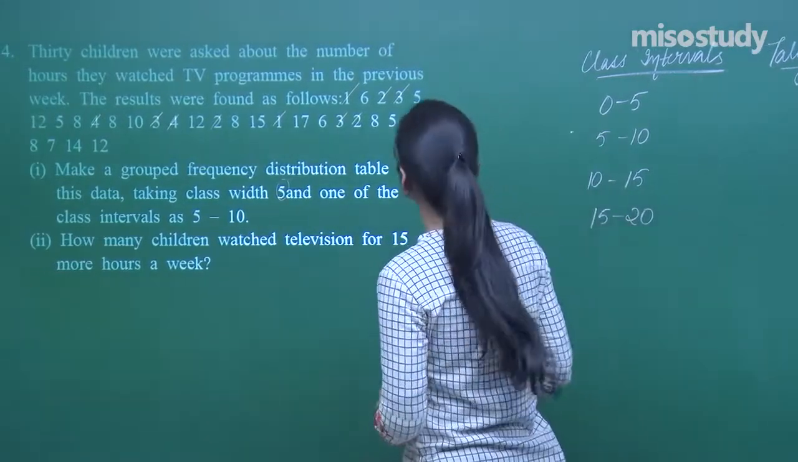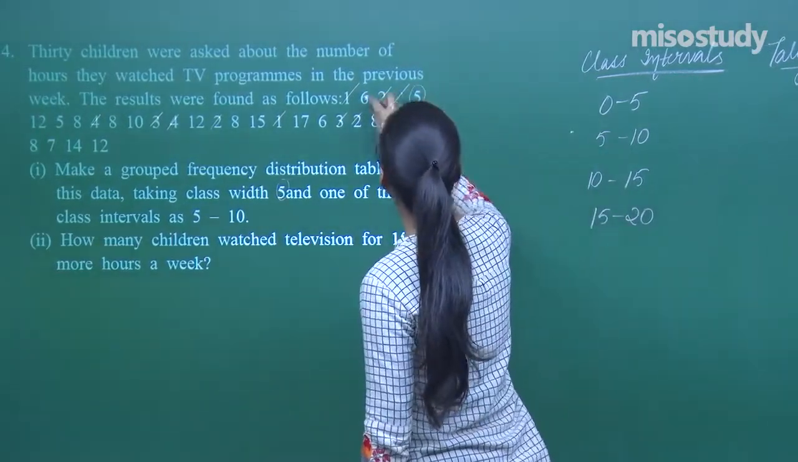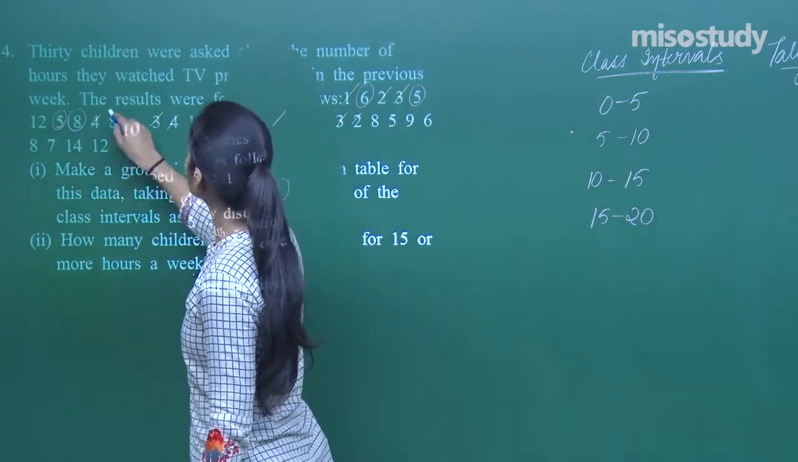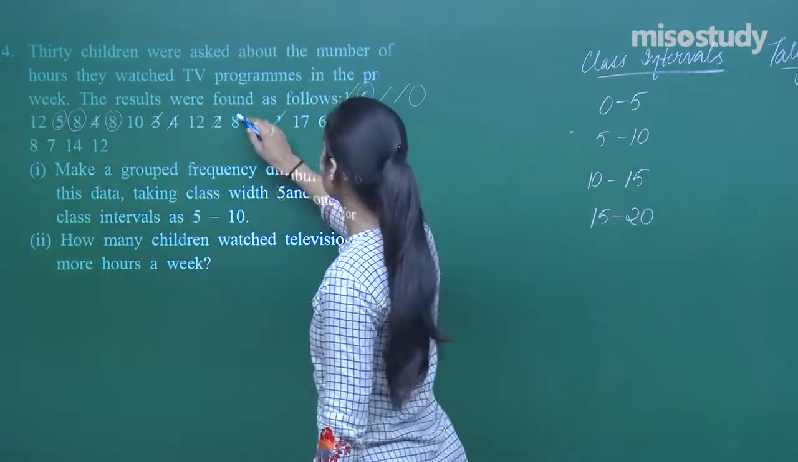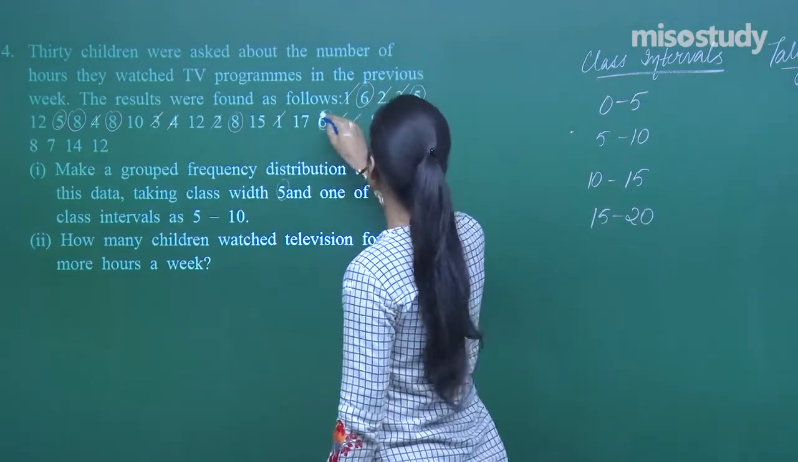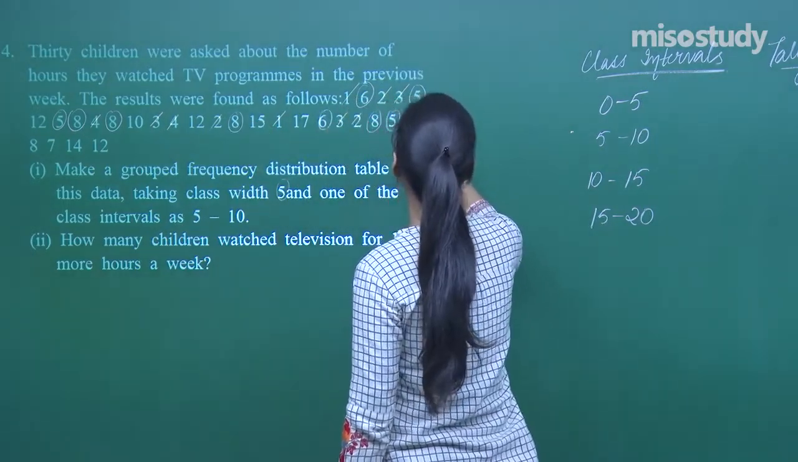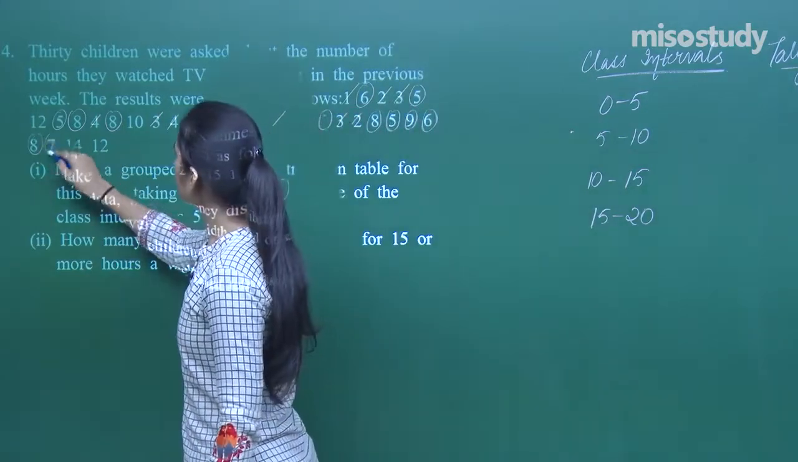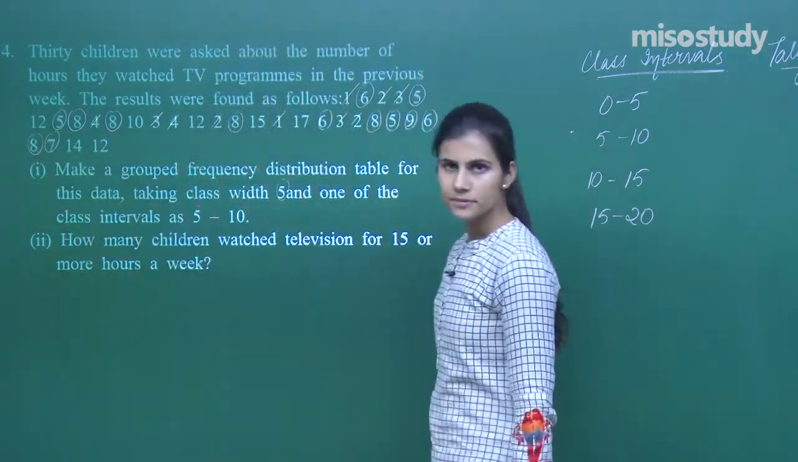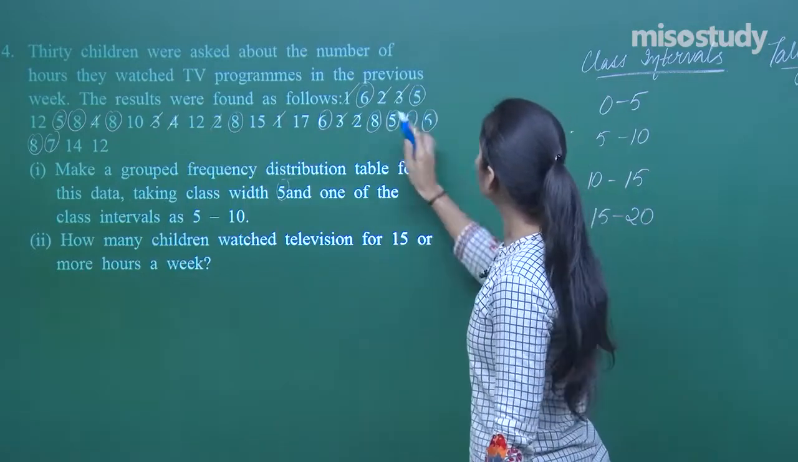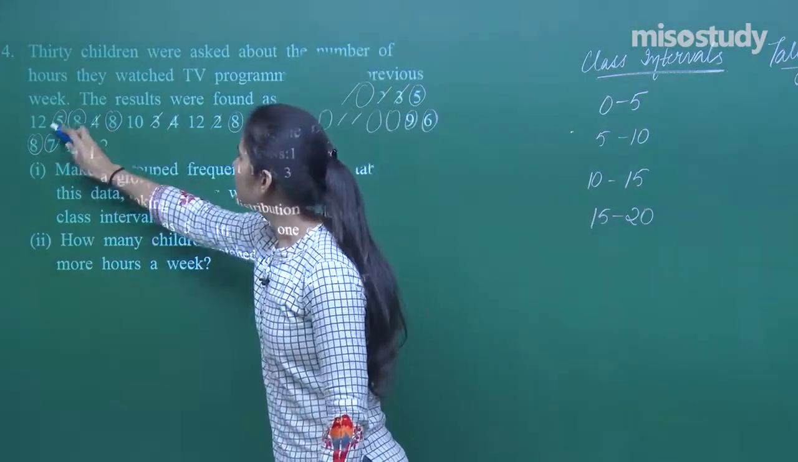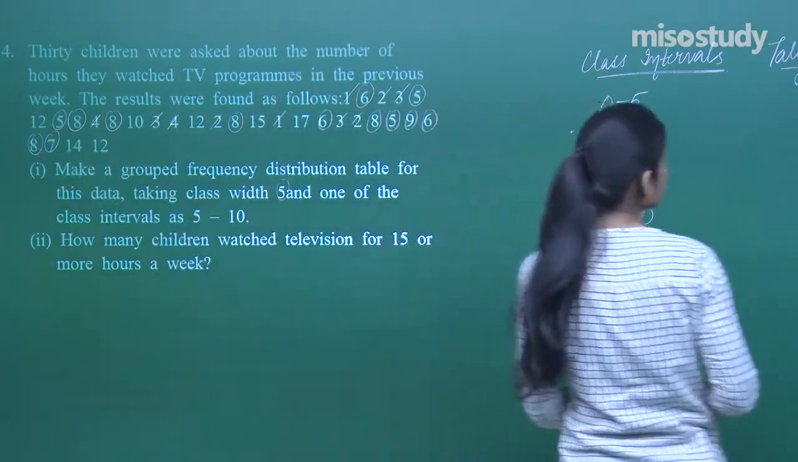Next we have 5 to 10. So 5 is there, 6 is there, again 5 is there, 8 is there, 8 is there, 10 you cannot include, then again 8 is there, 6 is there, 8 is there, 5 is there, 9 is there, 6 is there, then again 8 is there, 7 is there, that is it, right. So you have 1, 2, 3, 4, 5, 6, 7, 8, 9, 10, 11, 12, 13. 13 is the frequency here.